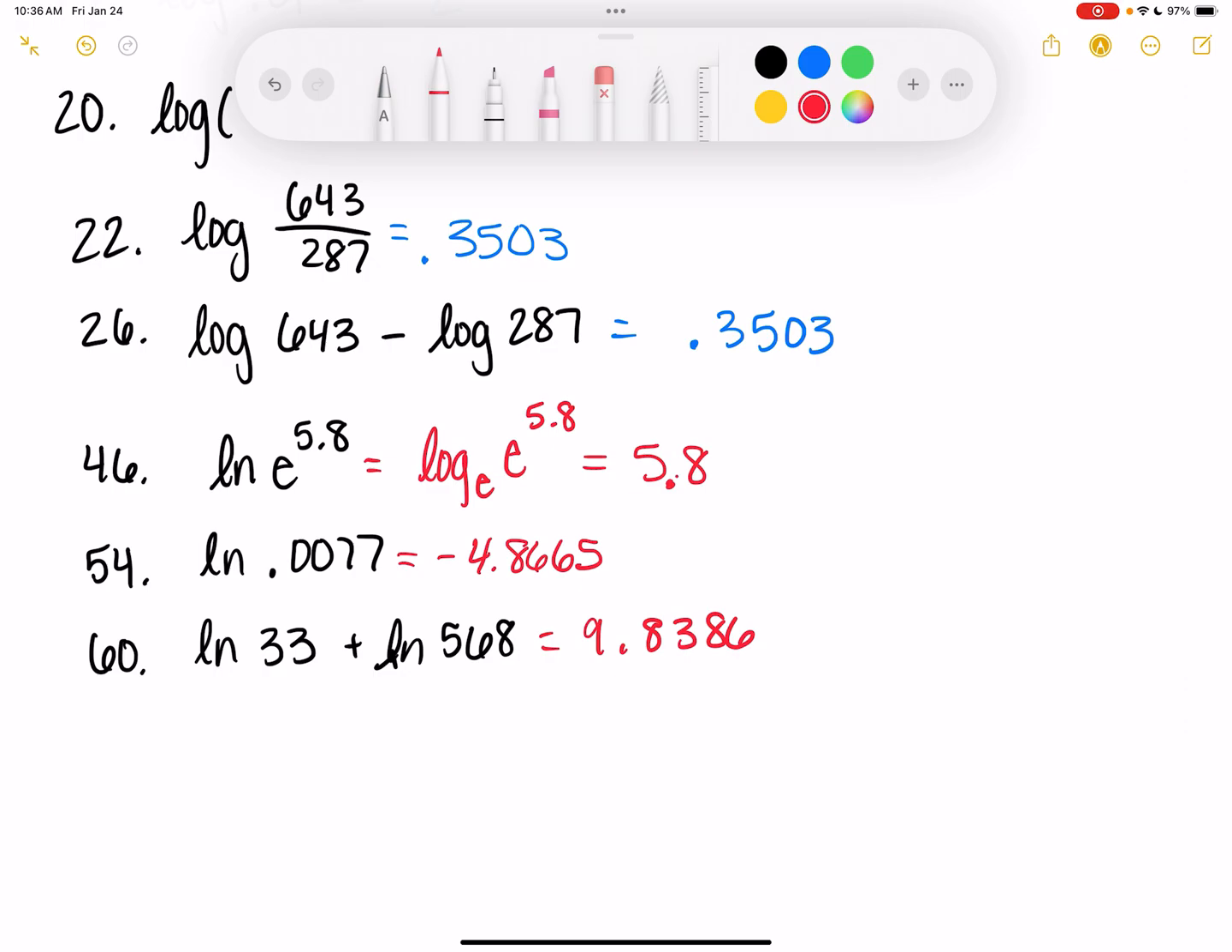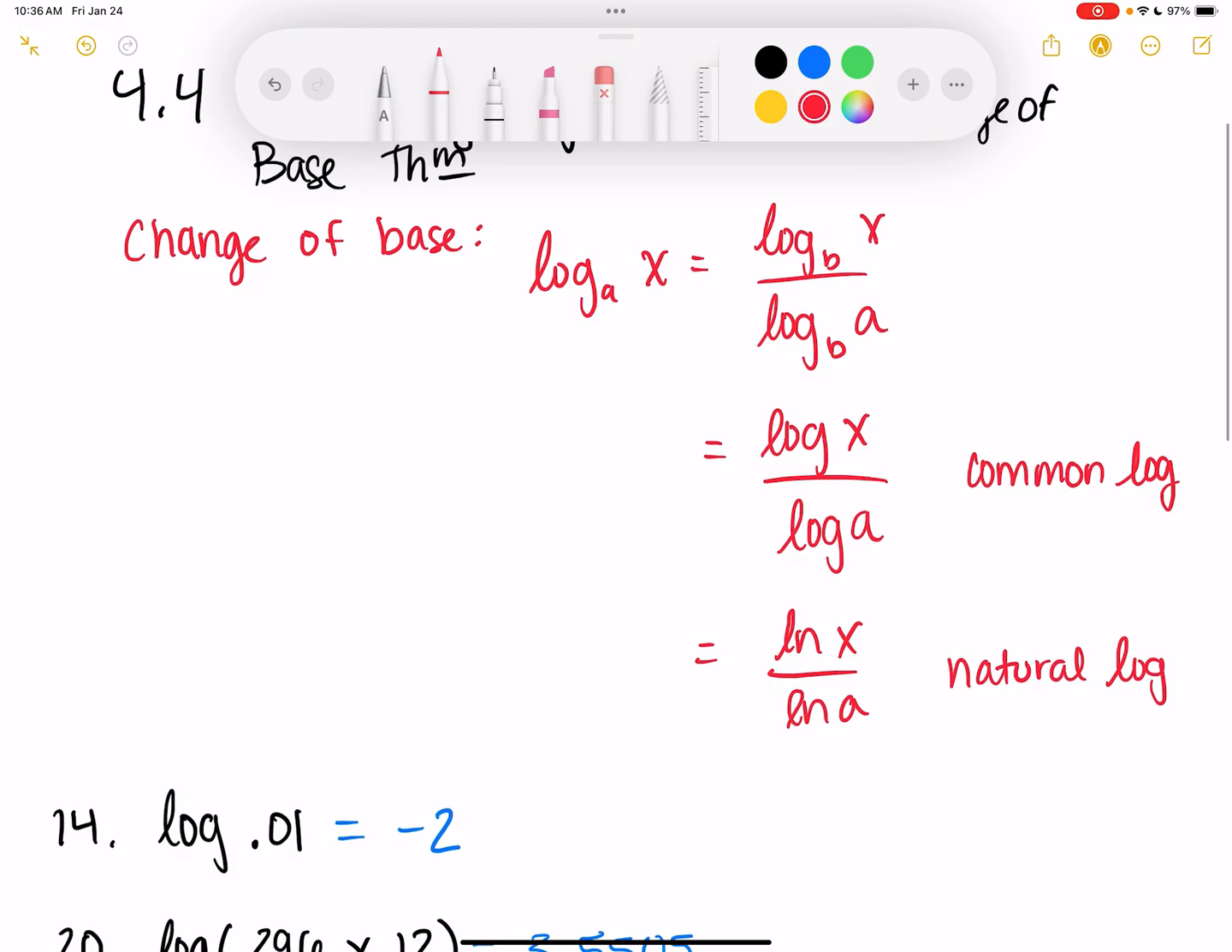All right, any questions on those? Pretty easy. All right, the last thing in this section is the change of base stuff. They say use the change of base theorem to find an approximation to 4 decimal places for each logarithm. So the big thing is, I know that you guys can type in log base whatever on your calculator. I need to see that you've written out the change of base theorem like I have it up here. Okay?